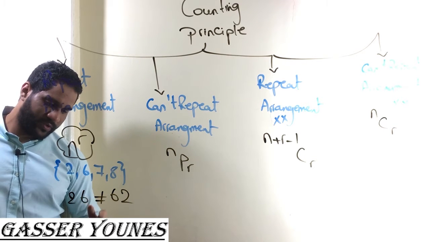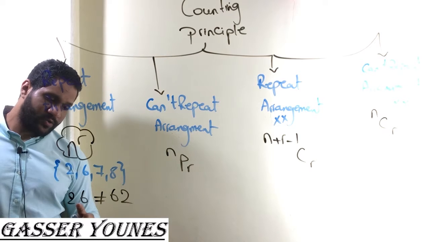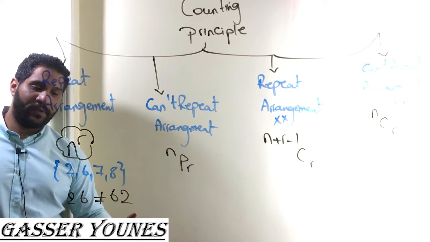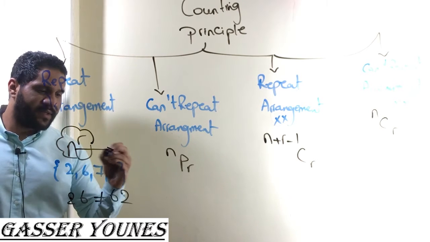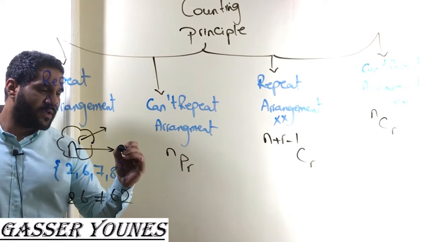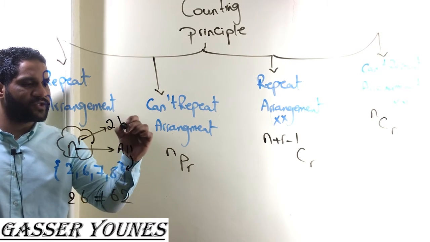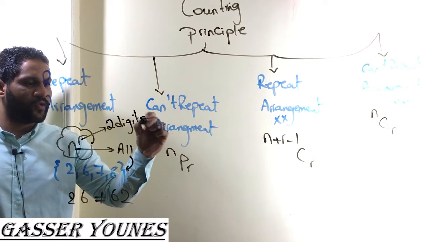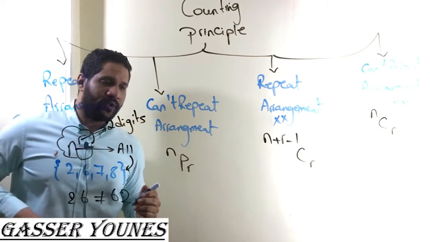So that's why I can repeat the digits. I can do 6 for 2 times, and also arrangement matters. Why? Because 26 is not equal to 62. That's why we use n to the power of r. But let me tell you what n and r are. N is all of the digits given, which are 4. And r is the number of digits that I'm using to form, which is 2. So n is always given, and r is the number of digits you are going to form.